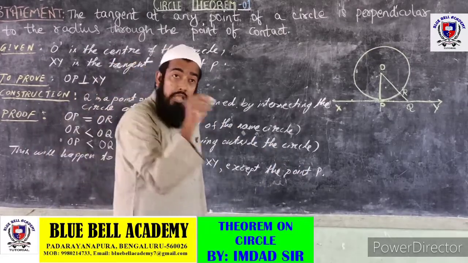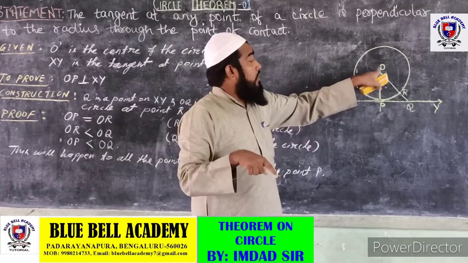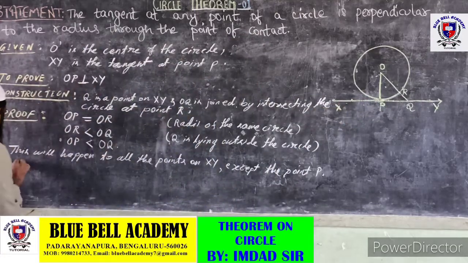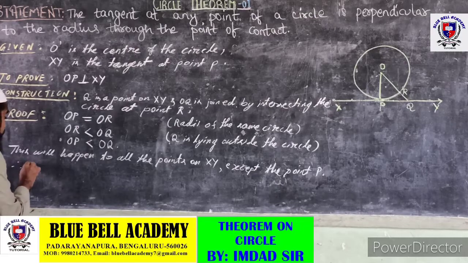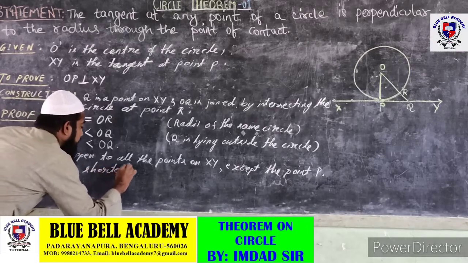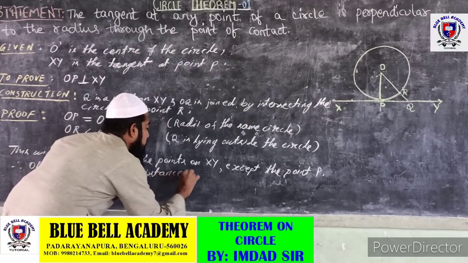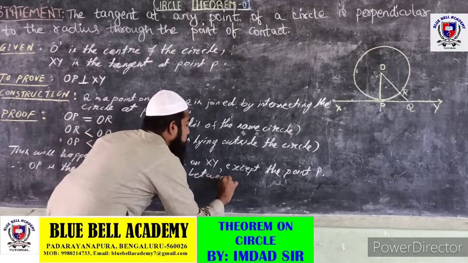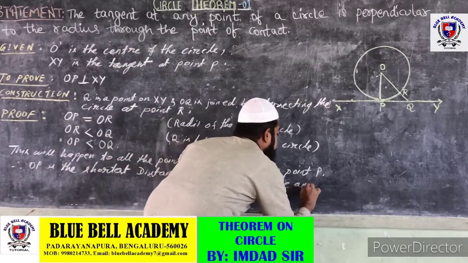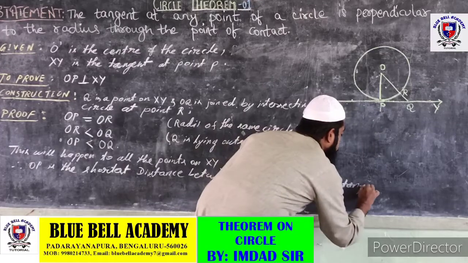It is suggesting that OP is the shortest distance between the center and the tangent. Okay, so that's also you have to mention. Therefore, OP is the shortest distance between the center and the tangent. The tangent is XY, you can say center O and tangent XY also.